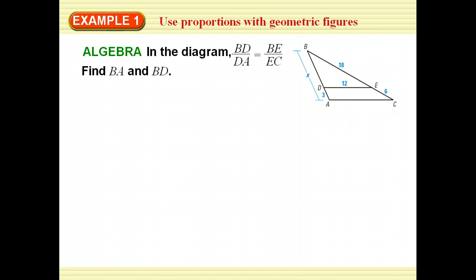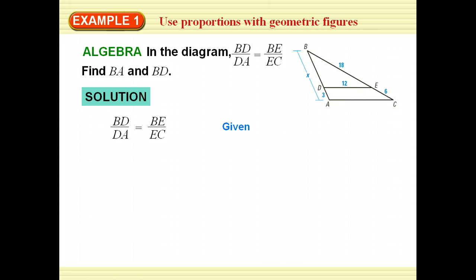What this says is that BD is to DA, so the top part of this line segment to the bottom part, is proportional to BE to EC. And it wants me to find both the entire length of BA and the segment BD. Well, we can set up the proportion just like it was given to us.